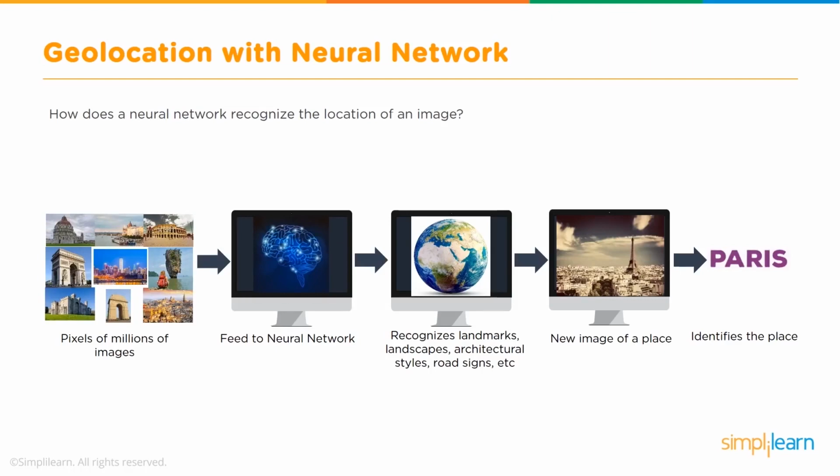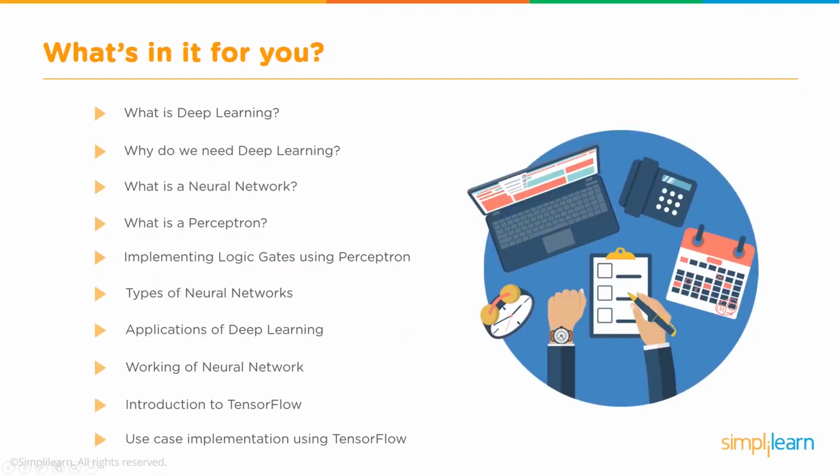So in this tutorial, we will cover what is deep learning and why do we need deep learning. One of the main components of deep learning is a neural network. So we will look at that. We will define a perceptron and how to implement logic gates using perceptrons, like AND and NOR and so on. The different types of neural networks and applications of deep learning.